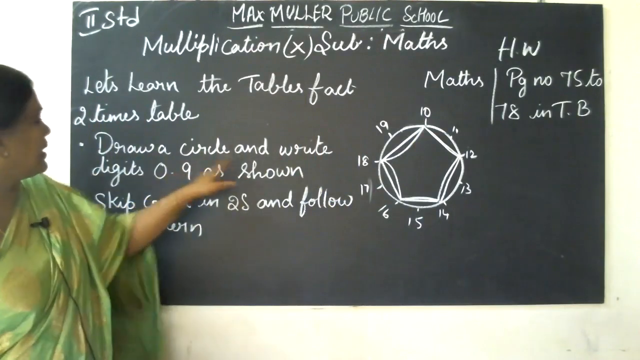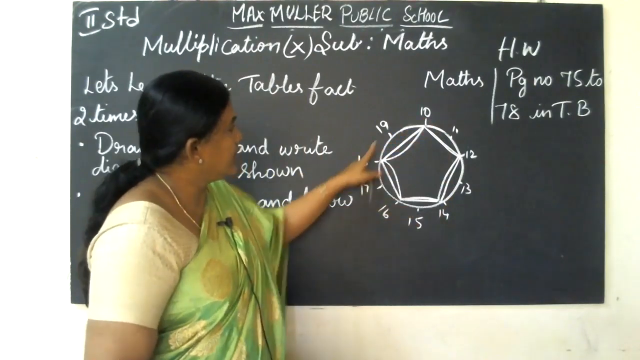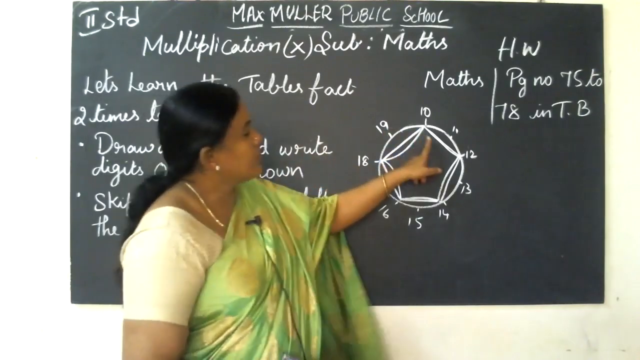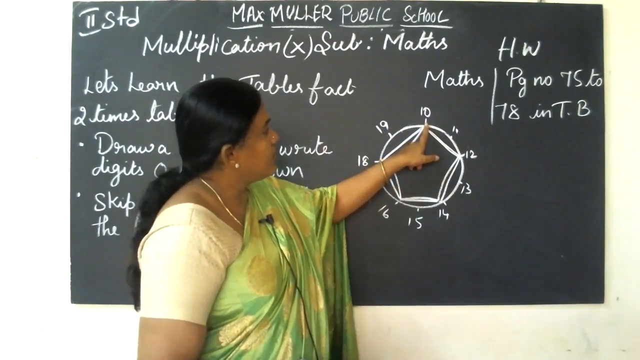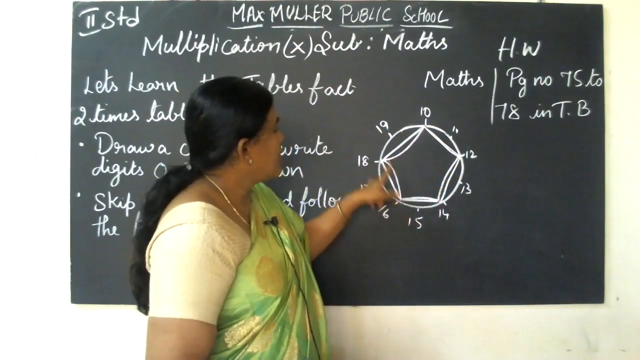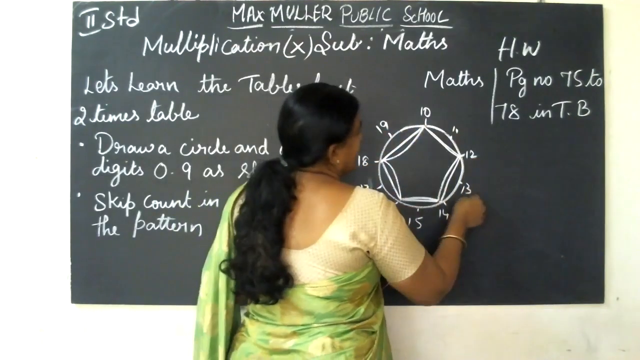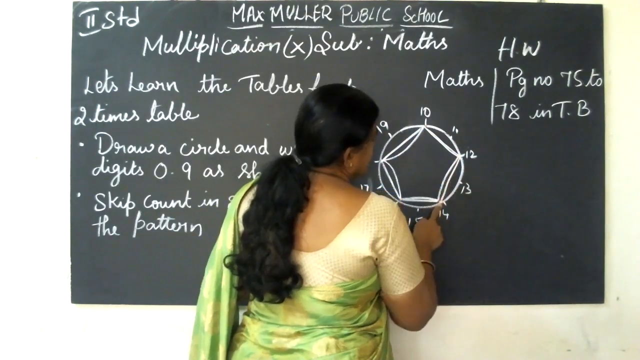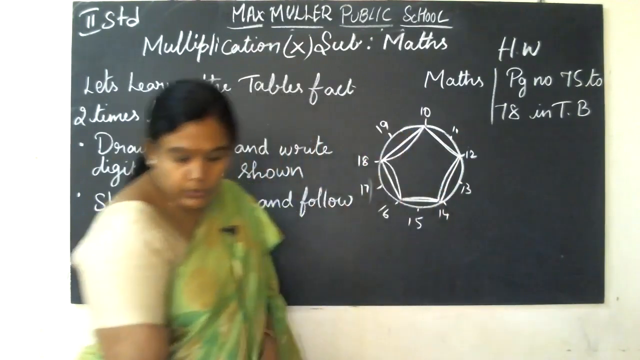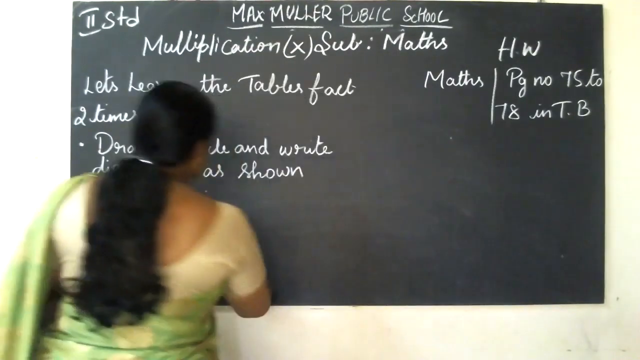See, draw a circle and write digits 0 to 9 as shown. 0 to 9 we have written now, children. Skip count in twos and follow the pattern. 2 numbers you want to skip. First 0. 2 ones are 2, 2 twos are 4, 2 threes are 6, 2 fours are 8, 2 fives are 10. Again 2 sixes are 12, 2 sevens are 14, 2 eights are 16, 2 nines are 18, 2 tens are 20. Like that we can finish the tables, in that pattern only.